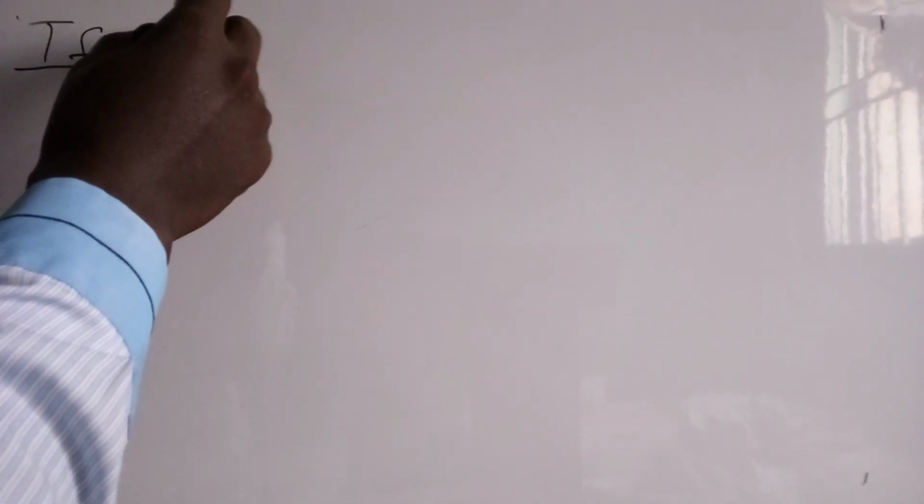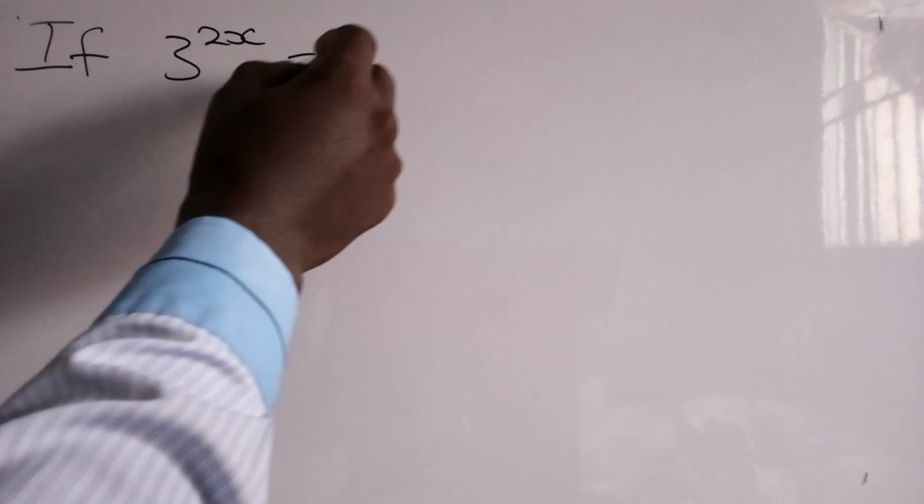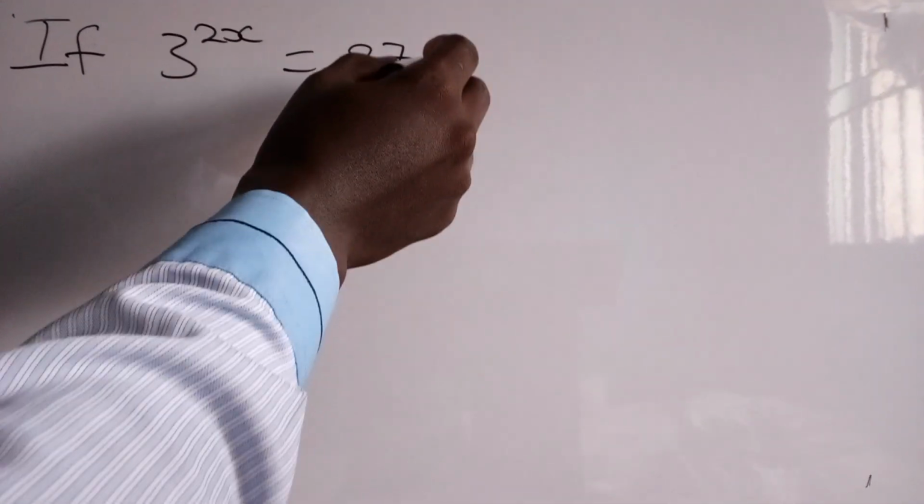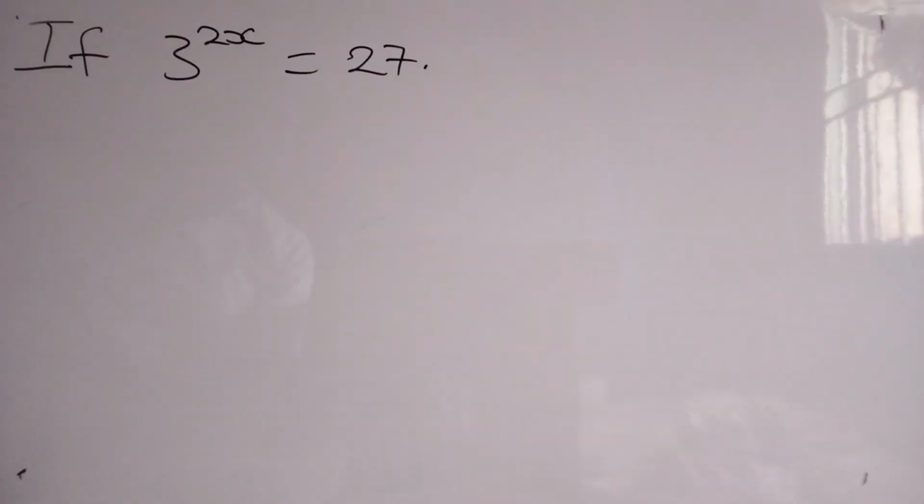Today we'll be looking at a mathematical problem under factorization. Let's say if 3 raised to power 2x equals 27, what will the value of x be?